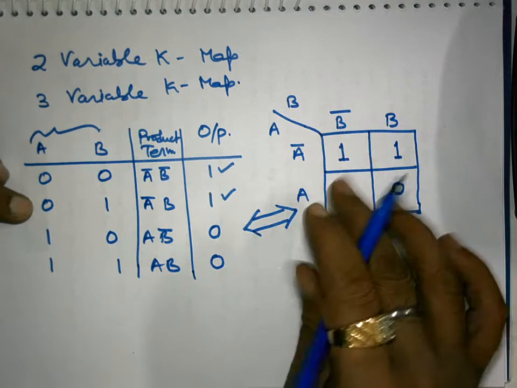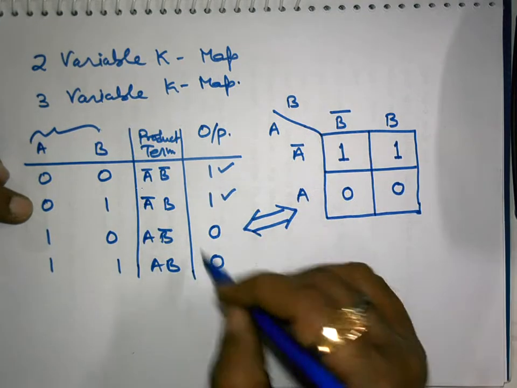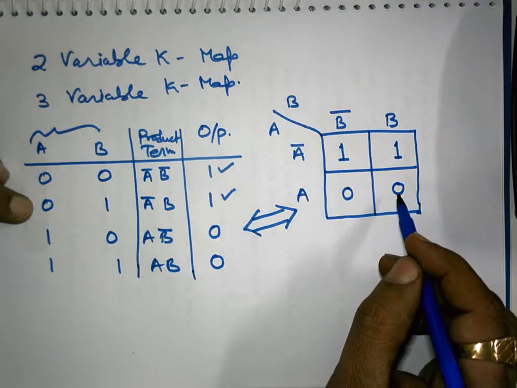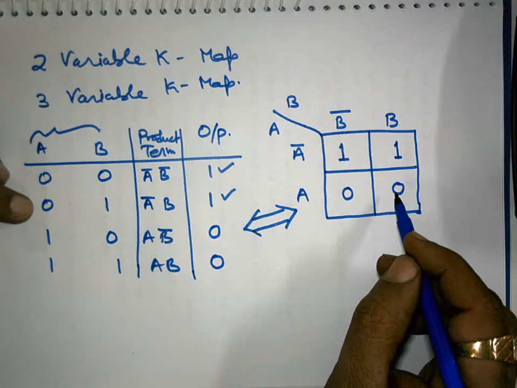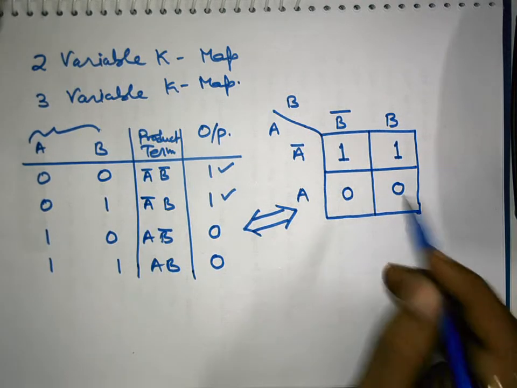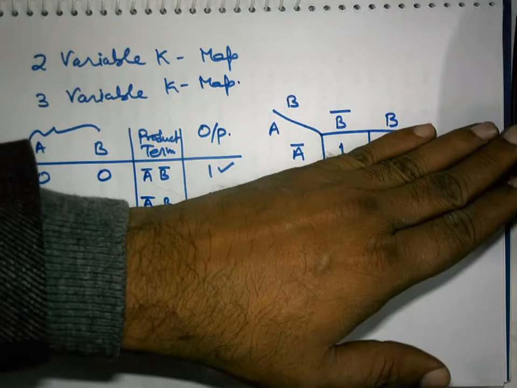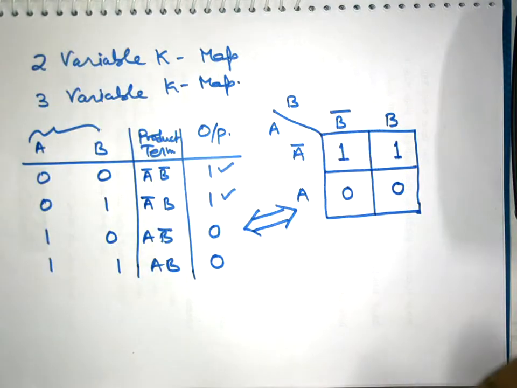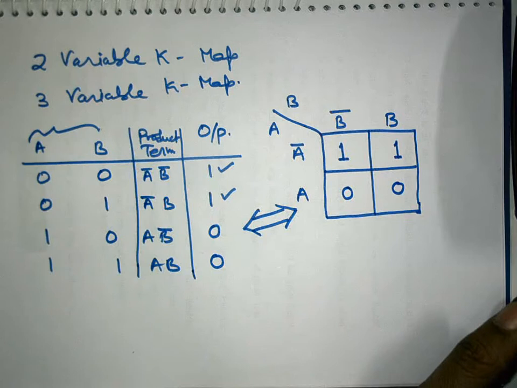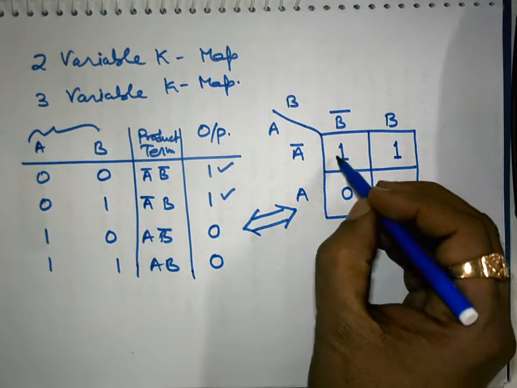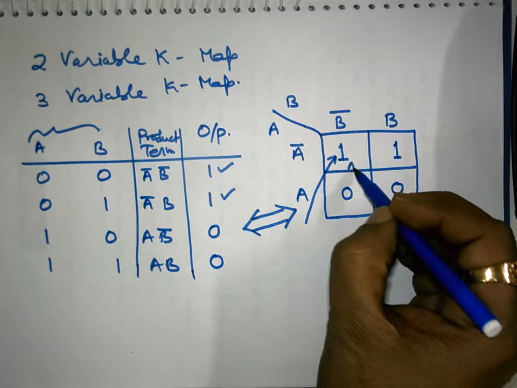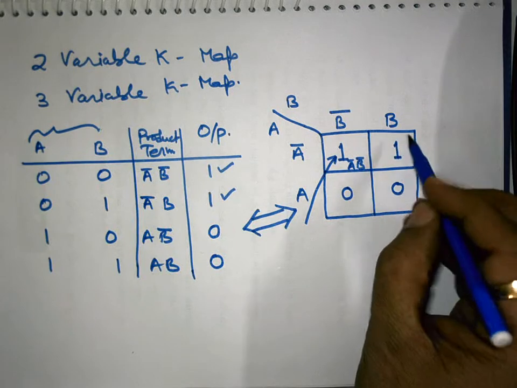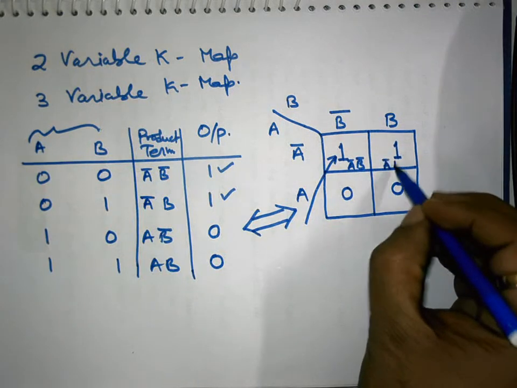You can very easily observe that the same information which is occurring in this truth table is translated in this map. Same information. So this K map is nothing but the translated version of the truth table. Now you see, the min term corresponding to this one is A bar B bar, and the min term corresponding to this is A bar B.